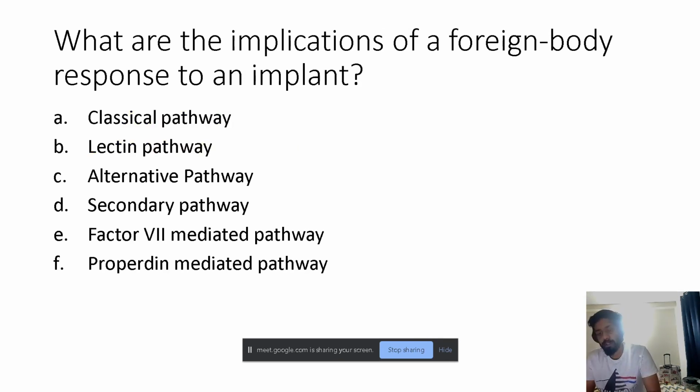What are the implications of a foreign body response to an implant? Will it activate the classical pathway, the lectin pathway, the alternative pathway, secondary pathway, factor 8 dependent mediated pathway, or properdin mediated pathway? E and F, I guess.